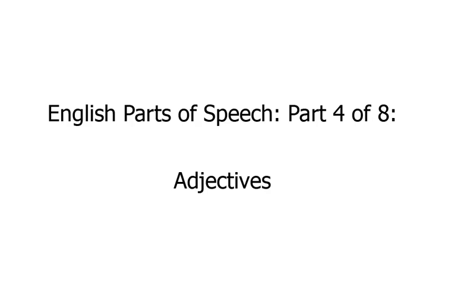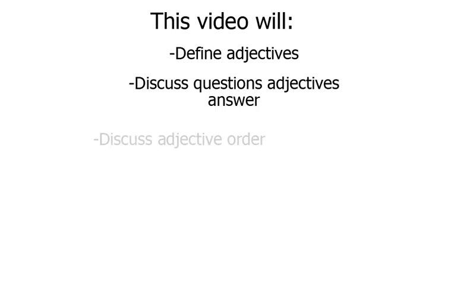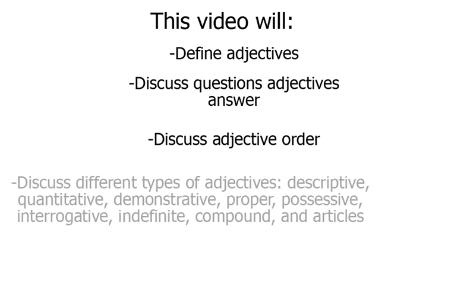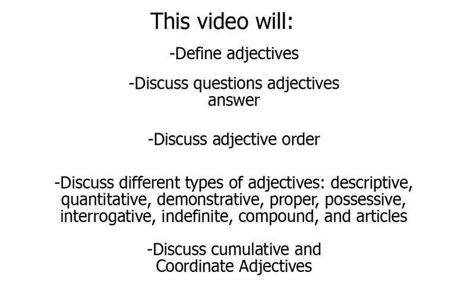In this video, we'll be focusing on adjectives. This video will give a definition of adjectives, discuss the questions adjectives answer, discuss adjective order, and then we'll talk about the different types of adjectives: descriptive, quantitative, demonstrative, proper, possessive, interrogative, indefinite, compound, and articles, and finally, we'll talk about cumulative and coordinate adjectives.